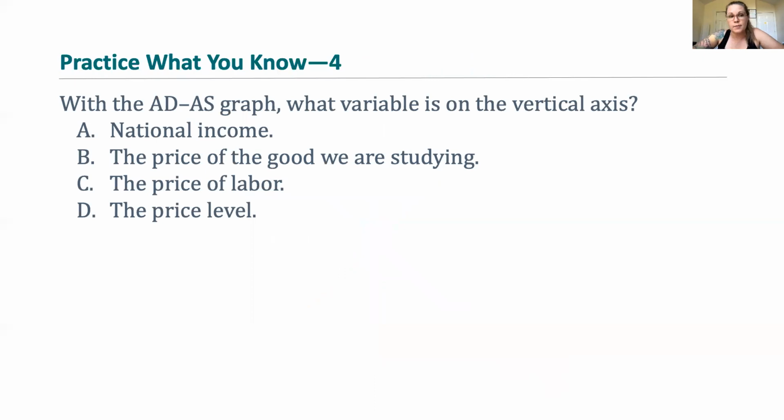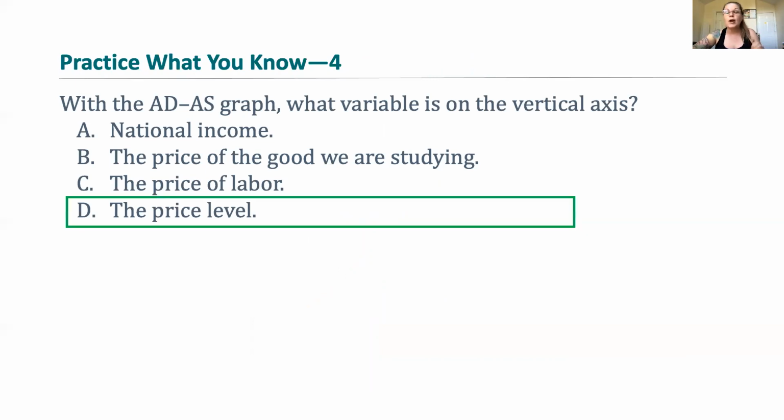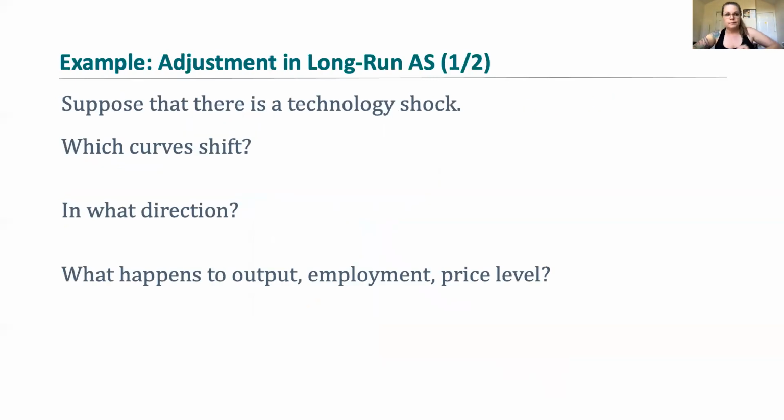So with the aggregate demand and aggregate supply graph, which variable are we measuring on the vertical axis? It's price levels measured by the GDP deflator. So, okay, let's do a practice here. Let's suppose there's a technology shock, okay?